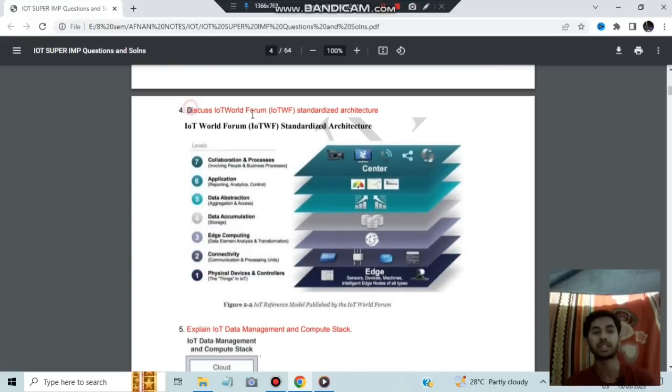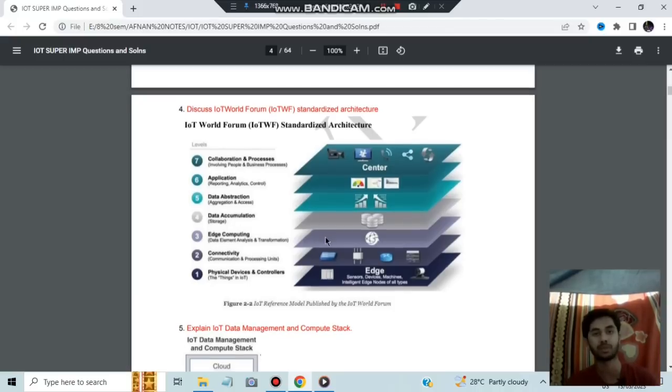Next, we have the discussion of the IoT World Forum standard architecture. You remember we had the OSI model in which 7 layers were there. Like that, here also we have physical devices, which are given to the connectivity, and that is sent to edge connectivity, data accumulation, abstraction, application, and collaboration and process. So this is the architecture which you have to explain.